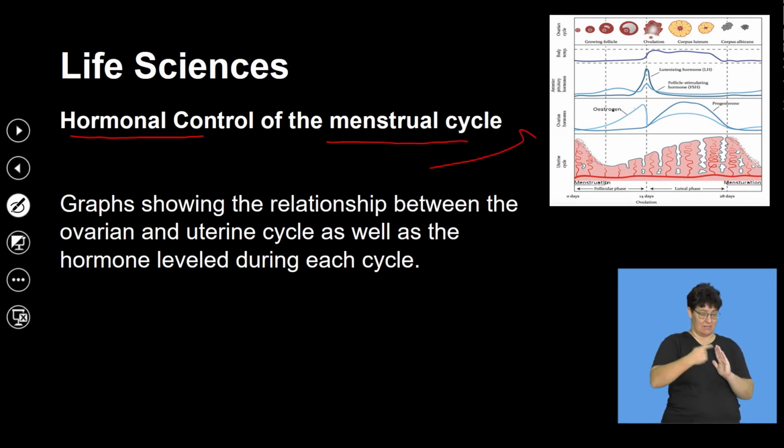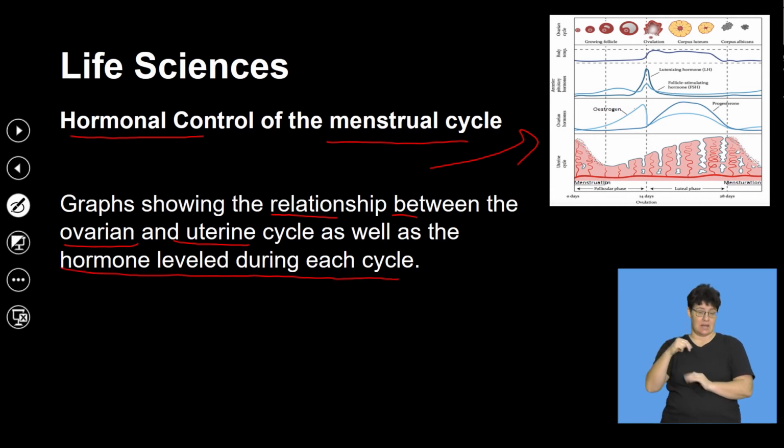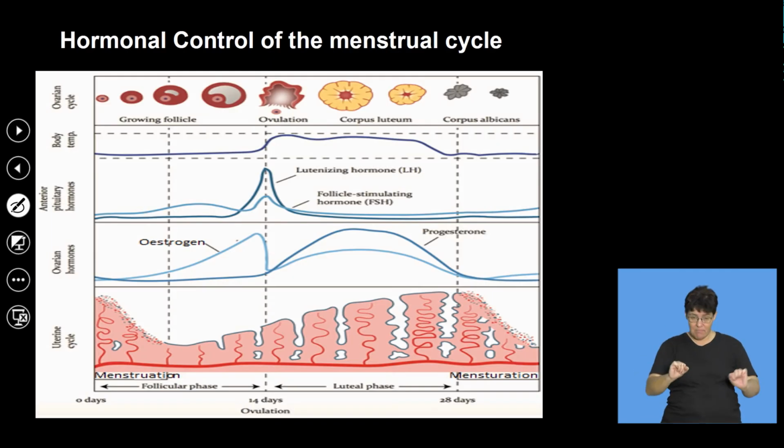In order for us to understand the hormonal control of the menstrual cycle, it is important that we graphically illustrate this process. The graph shows the relationship between the ovarian cycle and the uterine cycle, as well as the interaction of the hormones in each cycle. Let us pause and reflect on the graph.